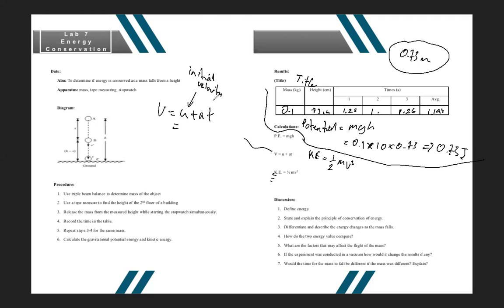Now, what is our initial velocity of the mass when we dropped it? When we held it out, what was the initial velocity before we dropped it? So 0, right? Yeah, just 0. It was at rest. And what is our acceleration? Give me a guess.